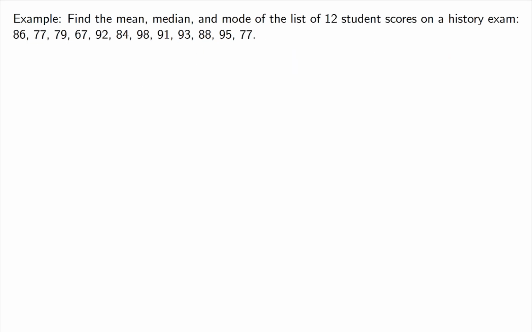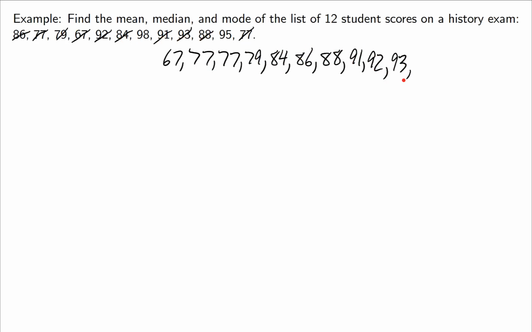Let's do another example. First thing I'll do is let's put this data in order. I see the smallest number being a 67, and then we have 77, there's 2 of them, and so on. Again, it's not a bad idea just to double count that you do have 12 data points, which I do. And now let's calculate the mean, median, and mode.